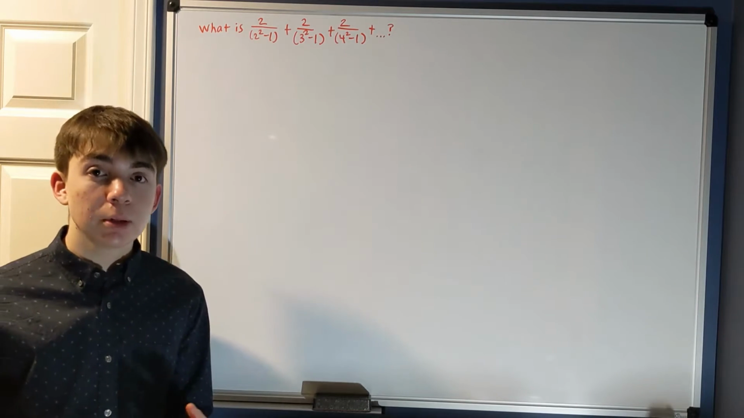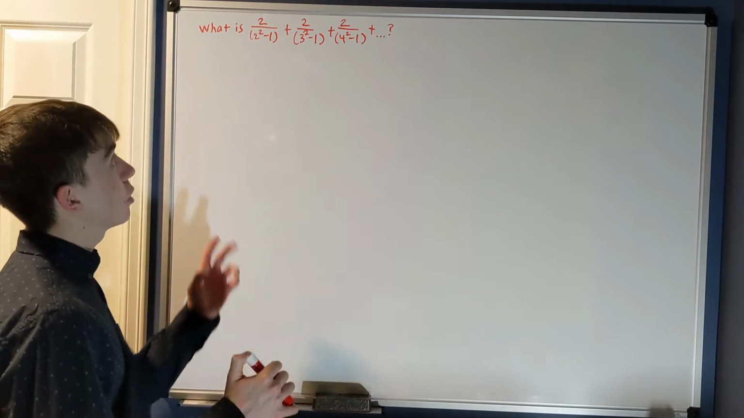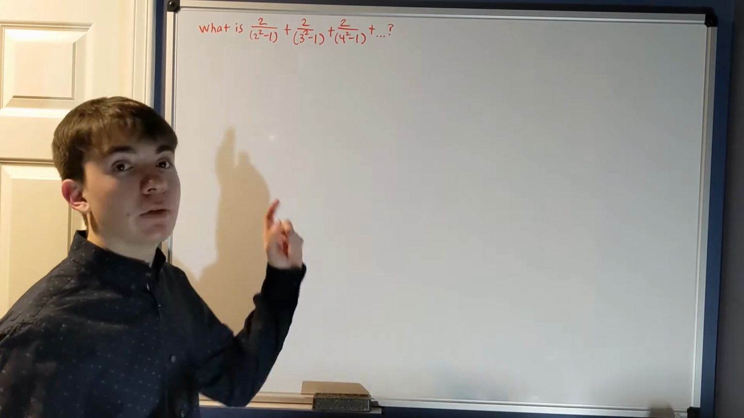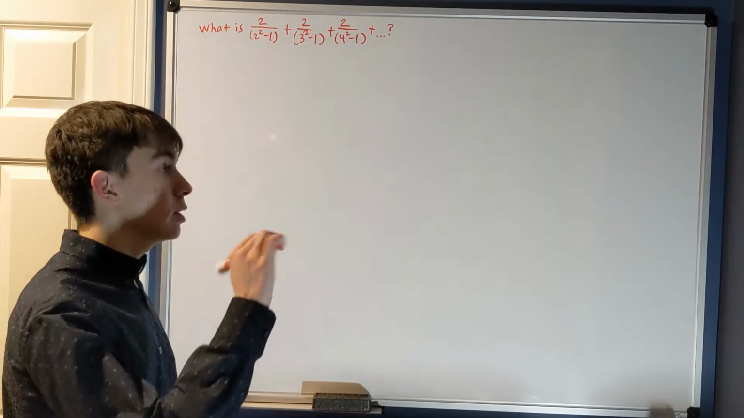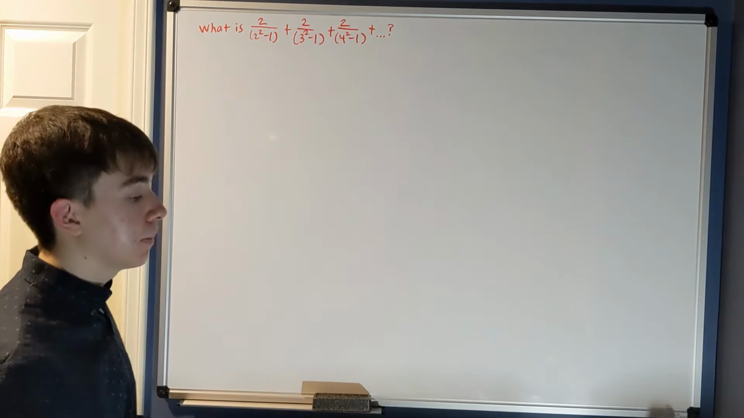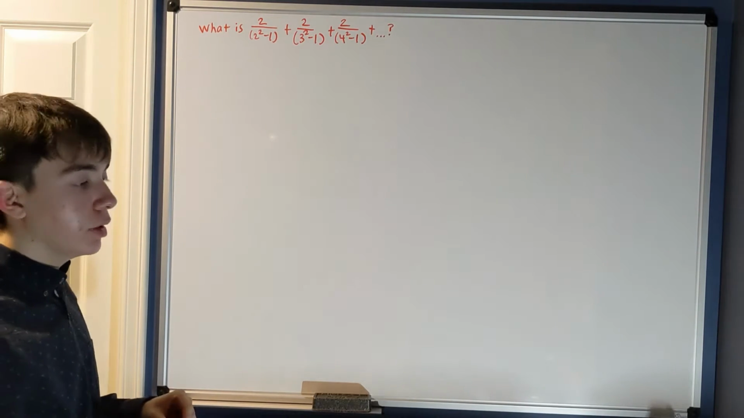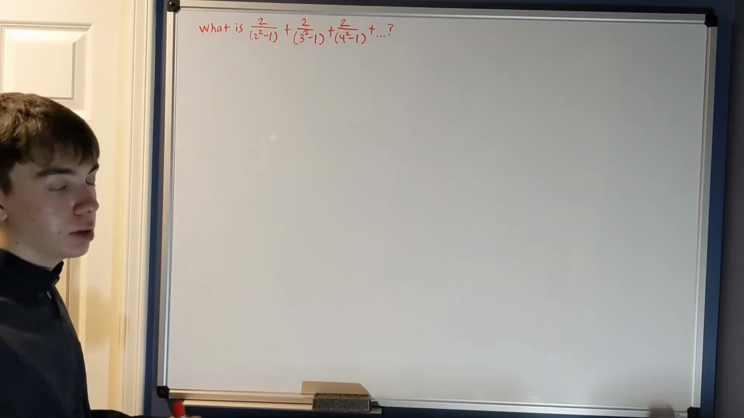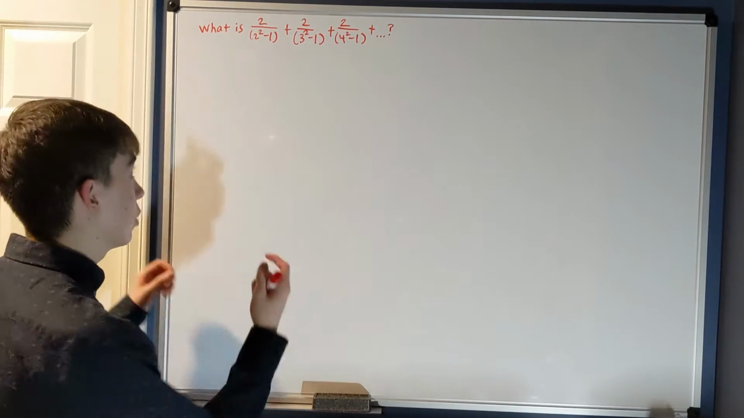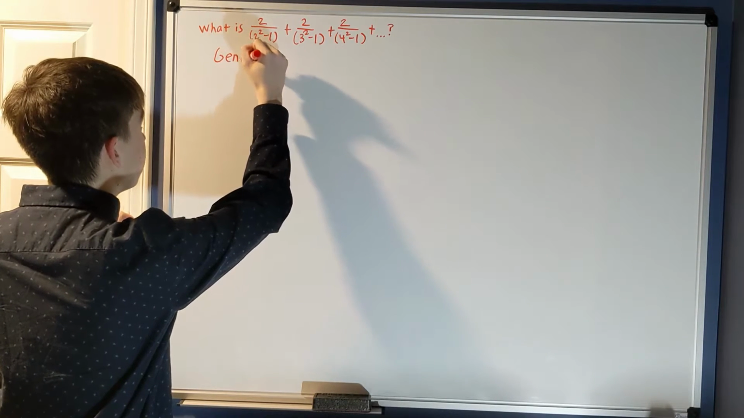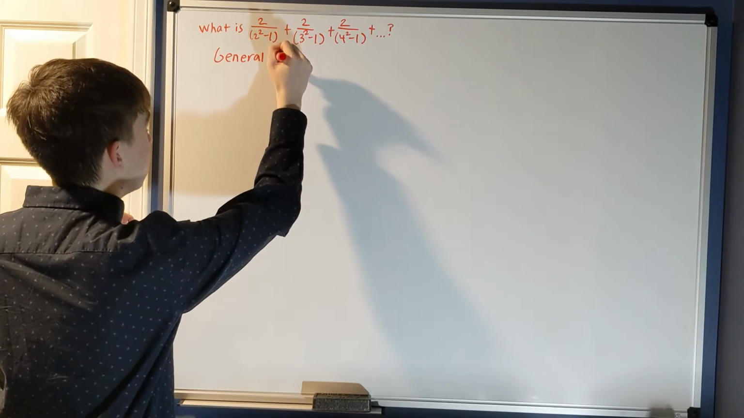So today we are going to be doing the problem: what is 2 over 2 squared minus 1, plus 2 over 3 squared minus 1, plus 2 over 4 squared minus 1, plus the same pattern as it goes to infinity. So to first solve this problem, I'm going to simplify all of these repeating terms and summations into the general form of the series.